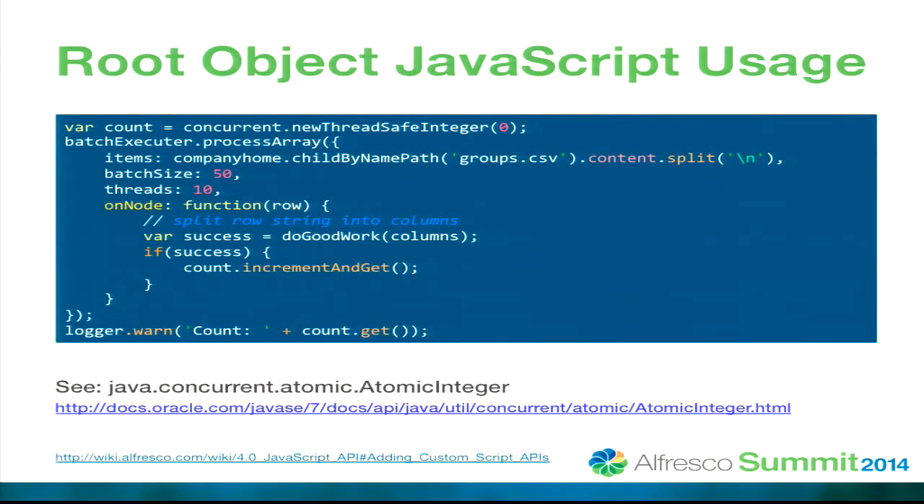So one thing that I wanted to talk about is you can actually make your own root objects. This is an example where I've created a root object called concurrent. Basically, all it's going to do is give me the ability to get a thread-safe integer, which is just a Java thing that exists in the Java concurrent package. It's a Java object, but it has a method on it called increment and get, and I can just call that from JavaScript.